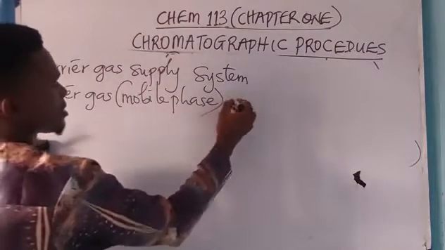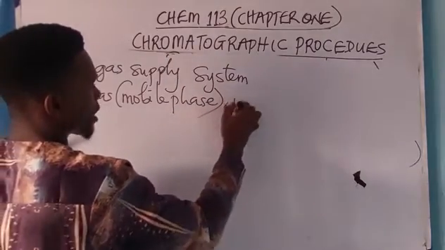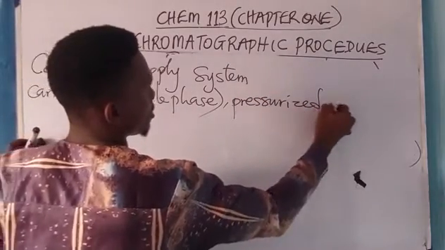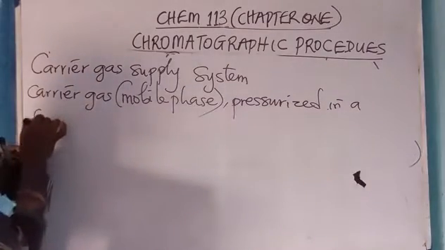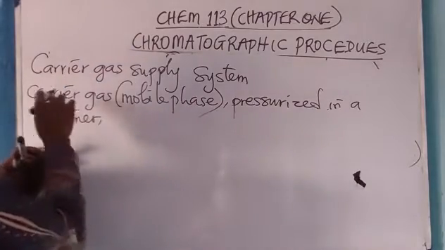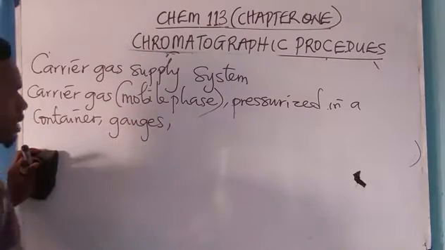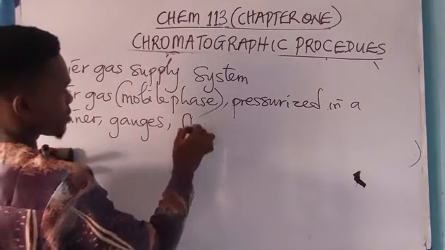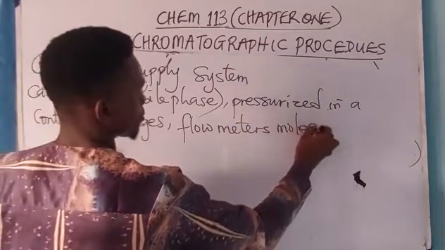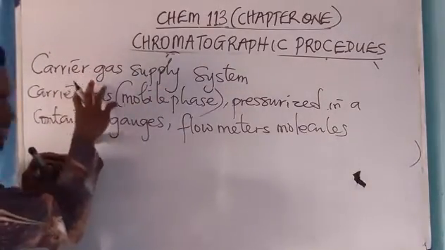The gas is pressurized in a container, and this carrier gas supply system also possesses gauges. It also possesses flow meters and molecular sieves. This carrier gas supply system comprises these ones I've listed so far.